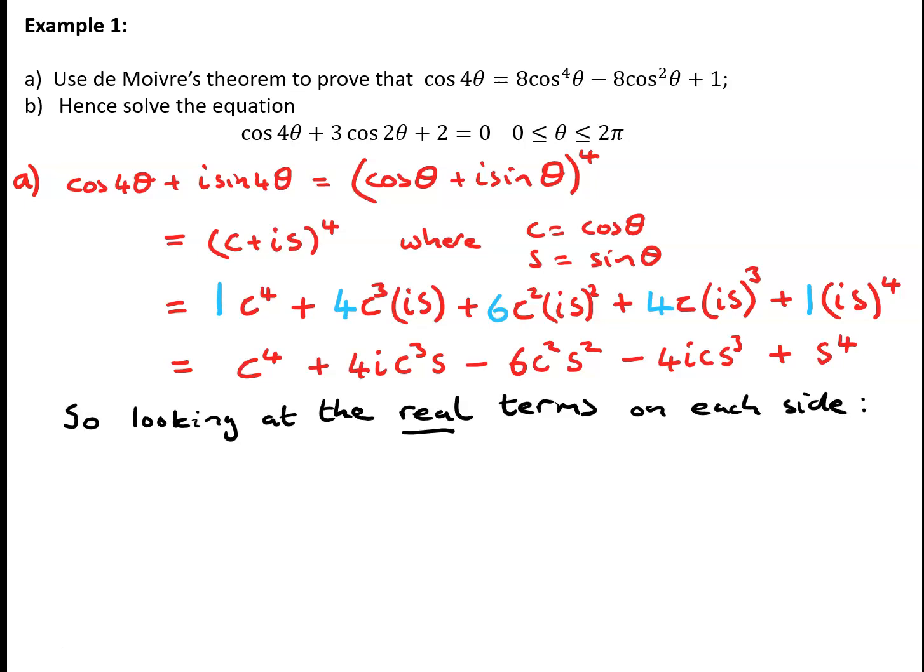Looking at that, really what we're only interested in is cos 4 theta, which is the real side on the left hand part. So if we equate the real side on the left hand part, that should equal the real expression on the right hand side. So we should have cos 4 theta equals c to the 4 minus 6c squared s squared plus s to the 4. That's all of the terms which haven't got an i in it.